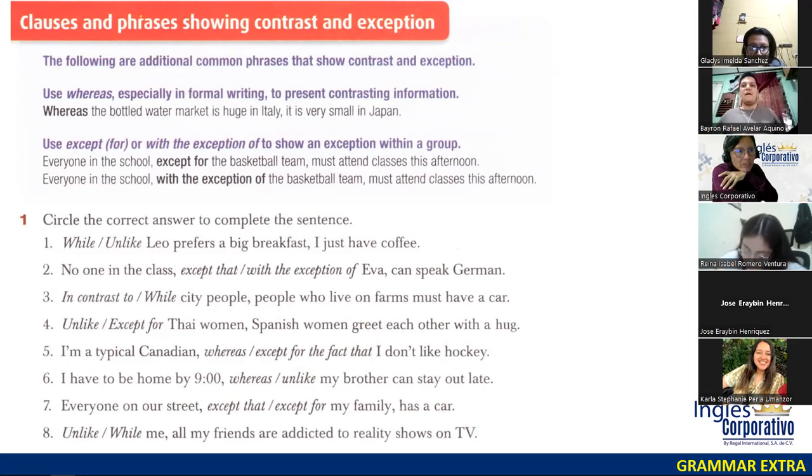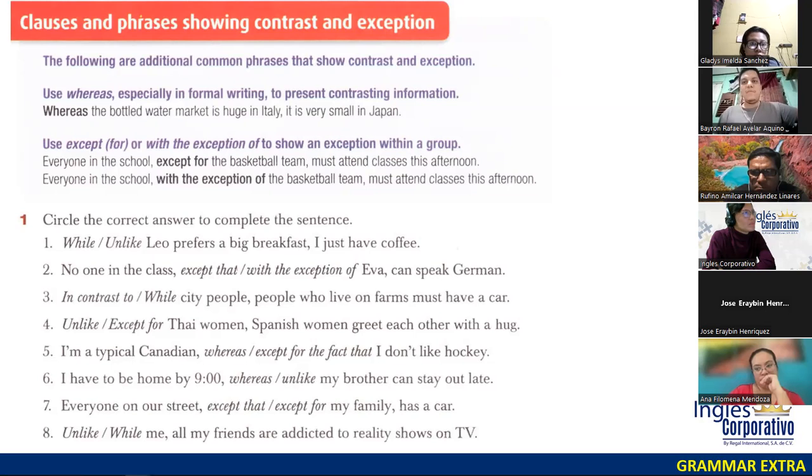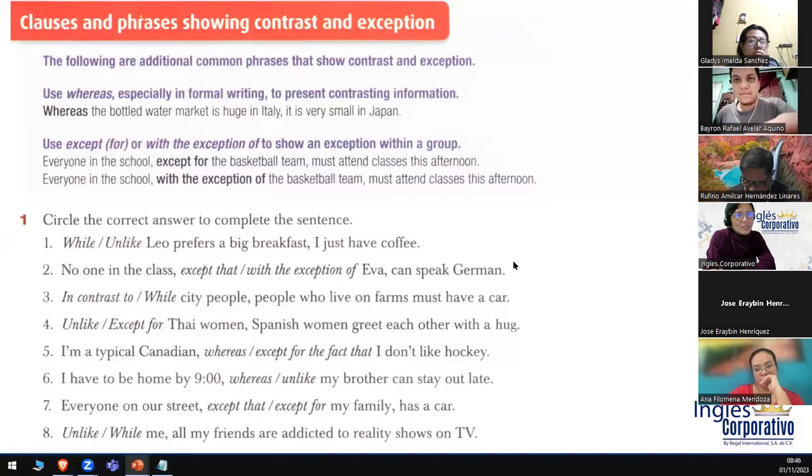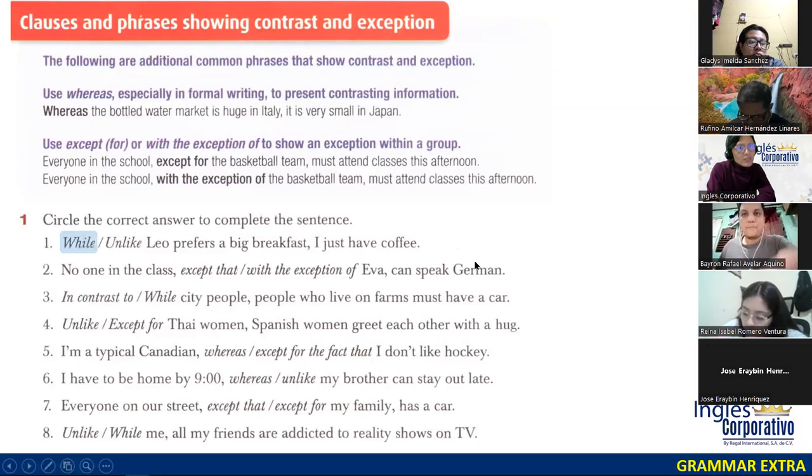Thank you, Byron. Number one, okay. If you want to check it, we can check it right now. You can begin with number one. Gladys: While Leo prefers a big breakfast, I just have coffee. Very good. Gladys, would you like to help me with number two?